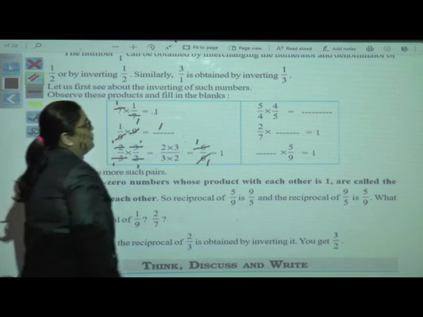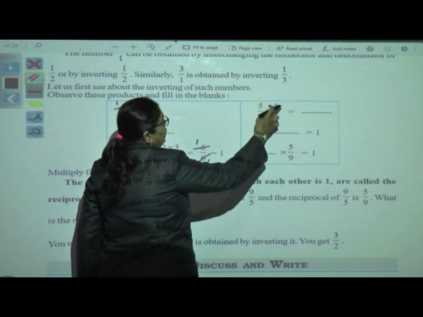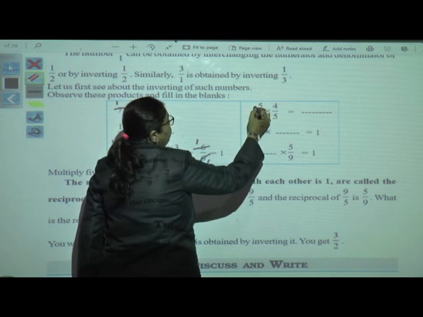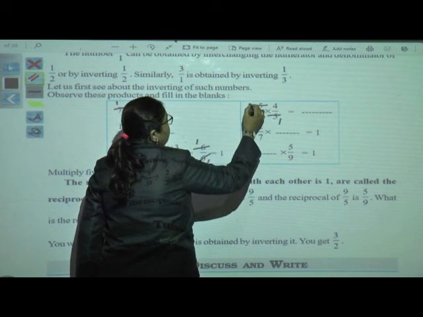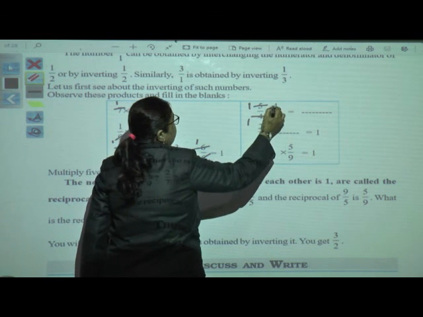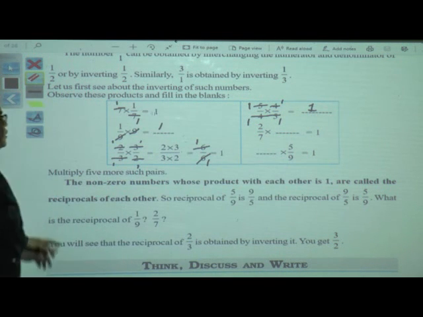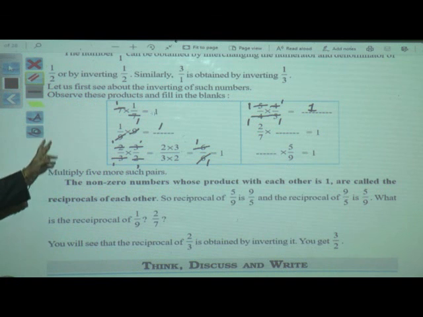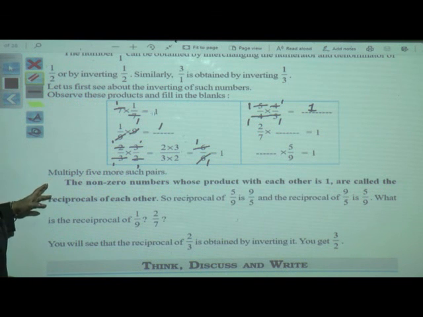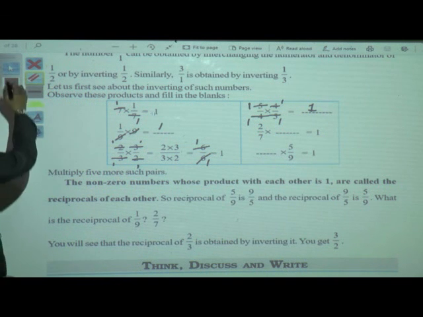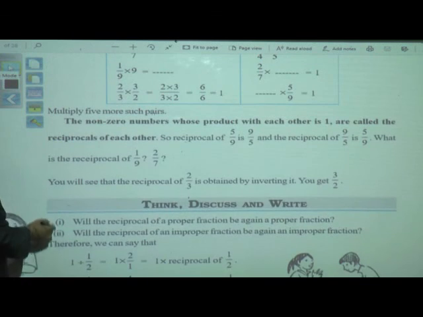Next, one more example we will see here. 5 upon 4 into 4 upon 5. Can you reduce? Yes. 5 ones are 5 ones are, 4 ones are 4 ones are. It will be 1. So here, as I told in the previous question, if it is possible we have to reduce it and find out.